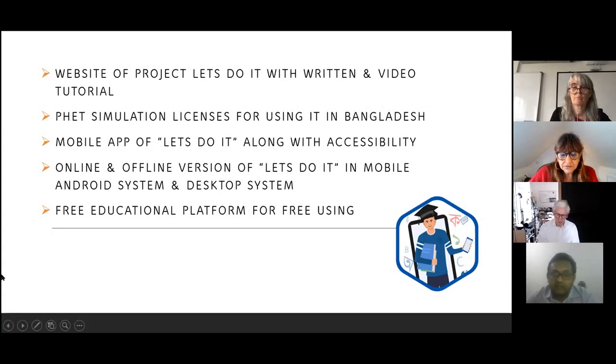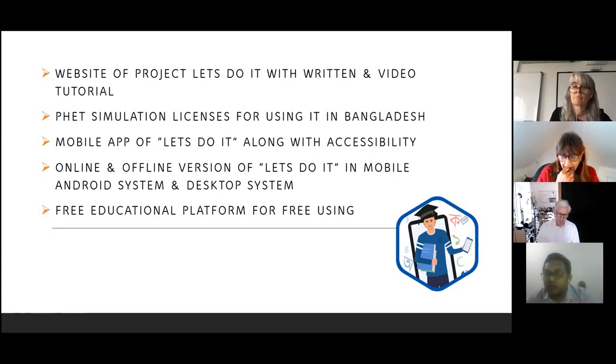And the PhET simulation license for Bangladesh: we need to use the license to use it under our own name. There are different categories. We have talked with them and they have agreed on some amount to introduce it in Bangladesh, so we are also including these things in our project implementation.